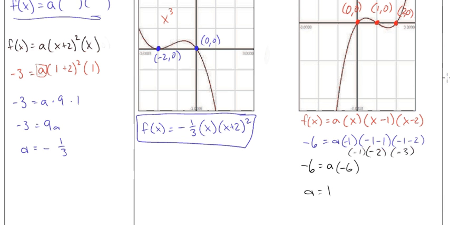All right, and it's positive, just like we thought. It starts negative, ends positive. It's going to have to be a positive a value. Our final answer here is that f of x is equal to 1, if you want to write that in. But a being 1, so 1 times x times (x minus 1) times (x minus 2).